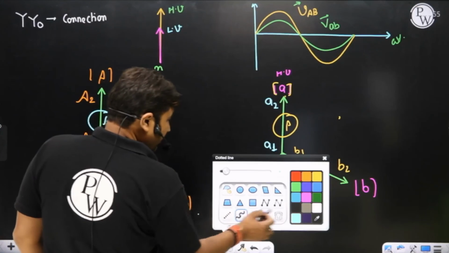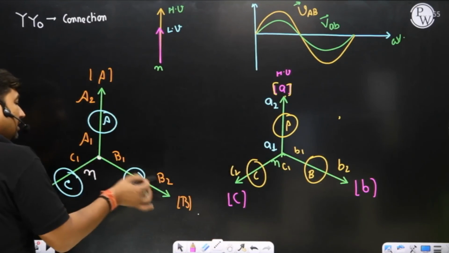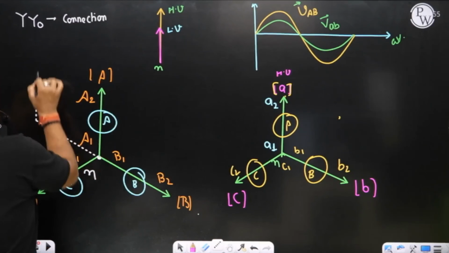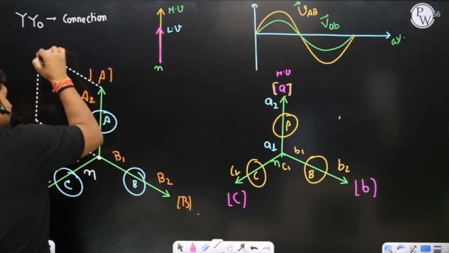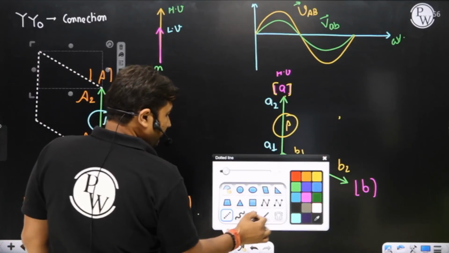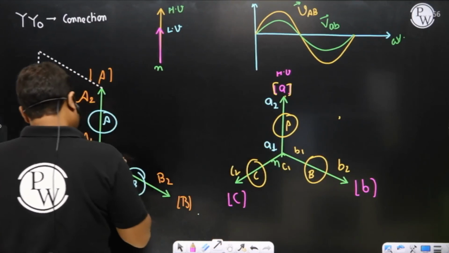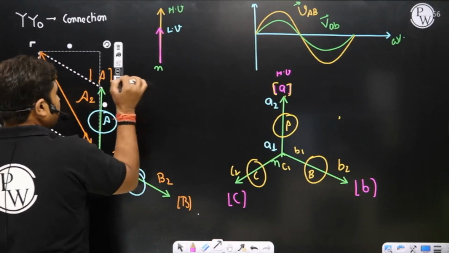Please observe here. What is line to line voltage? Let us talk about VAB. What is VAB, sir? VA minus VB. What is VA minus VB, sir? We can go in this way, sir. VA minus VB can be represented here, sir. This is your line to line voltage VA minus VB, sir.